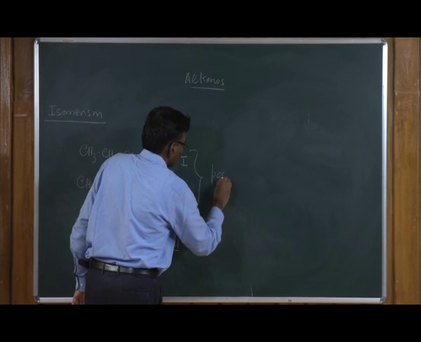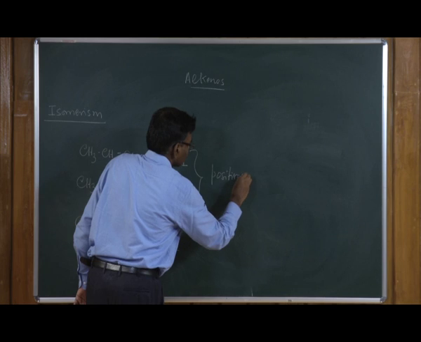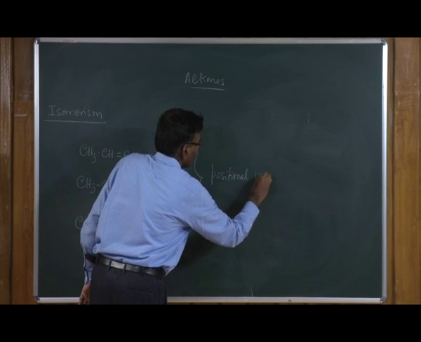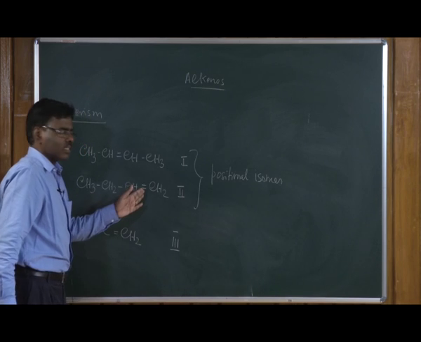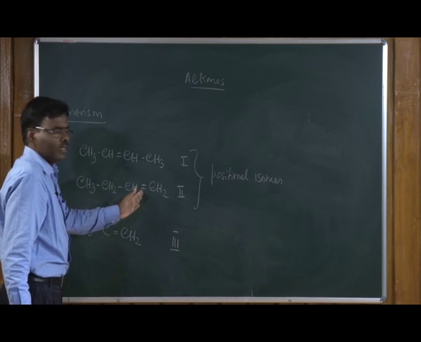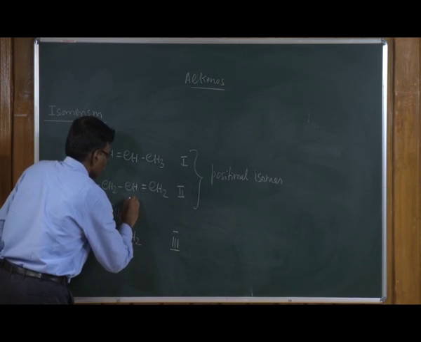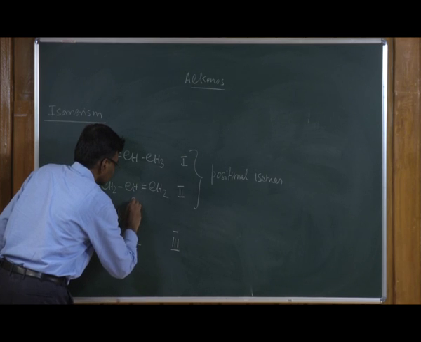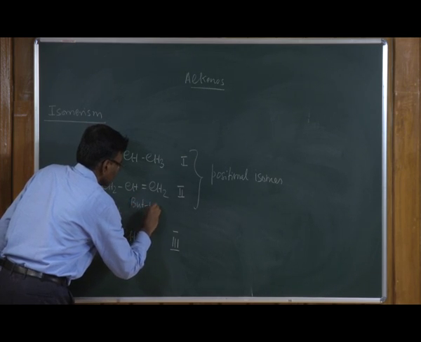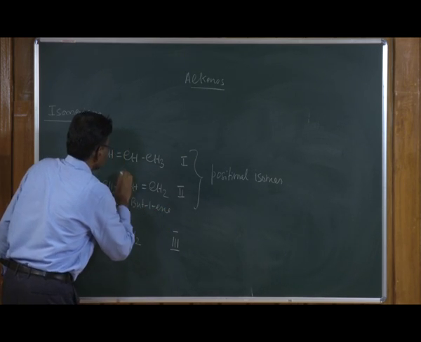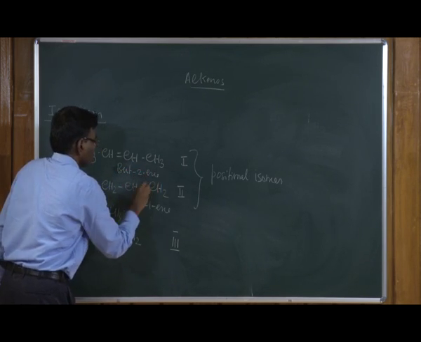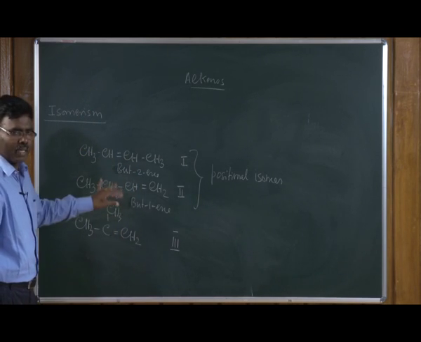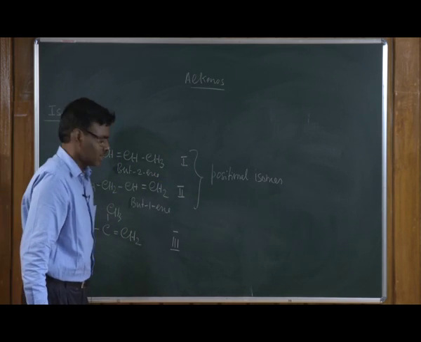The relationship between them is, because this is the first, the double bond is present on the first carbon atom, 1-butene. This is 2-butene. The position of the double bond is present in different places, so we call them positional isomers.